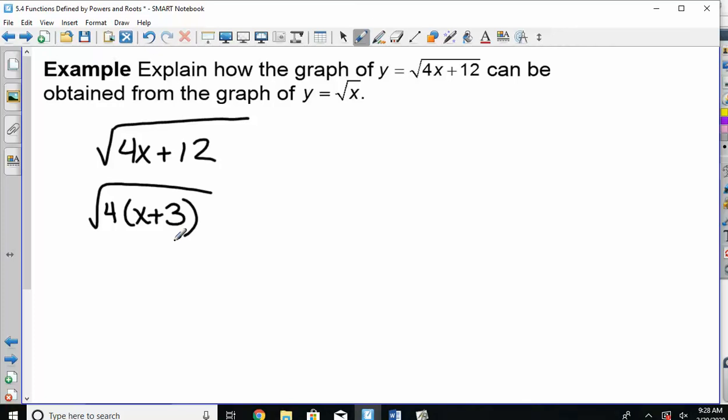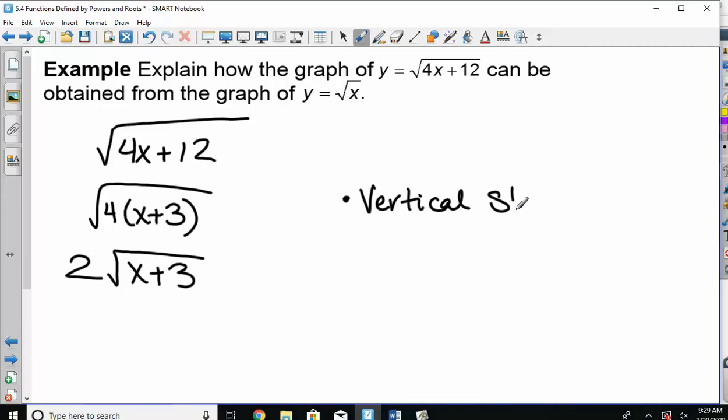This is a square root. Can I do the square root of the 4? And that would be 2. So a 2 comes out because I evaluated the square root and the rest stays underneath. Okay, now we're in perfect shape to describe our transformations. If you have a number on the outside, what does that do? Stretch or shrink, right? It's outside, so it's vertical, and vertical does what we think. So this is a vertical stretch by 2.